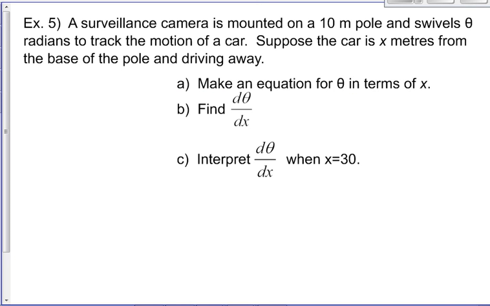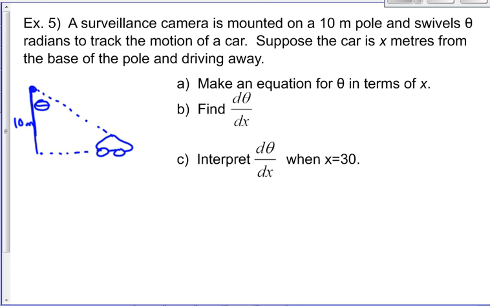Let's look at one quick application here. We've got a surveillance camera mounted to a 10-meter pole, and it swivels theta radians to track the motion of a car. So I'm going to draw this out. There's a 10-meter pole. Here's the camera on top. And there's a car that's driving away. Suppose the car is x meters from the base of the pole and driving away. So theta is going to be the angle that it swivels through.